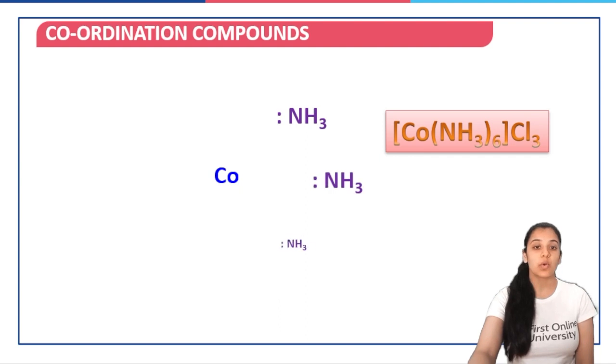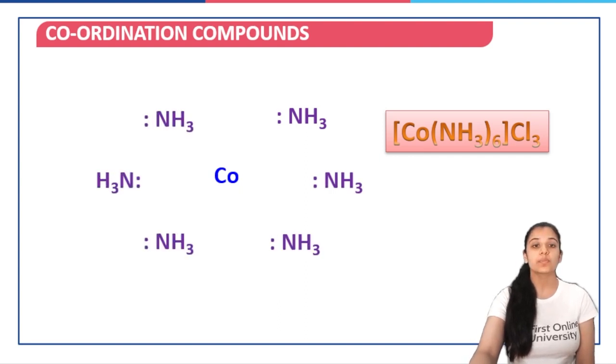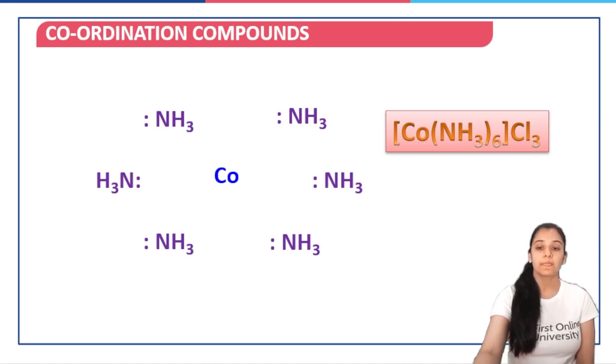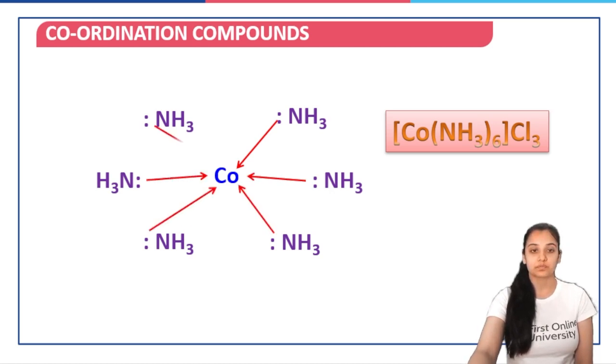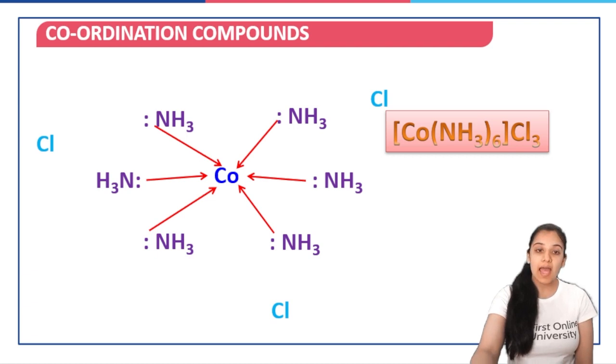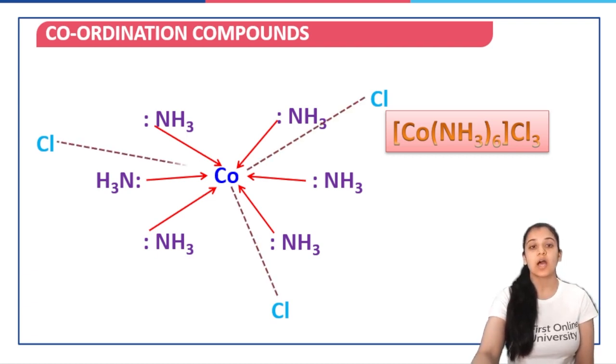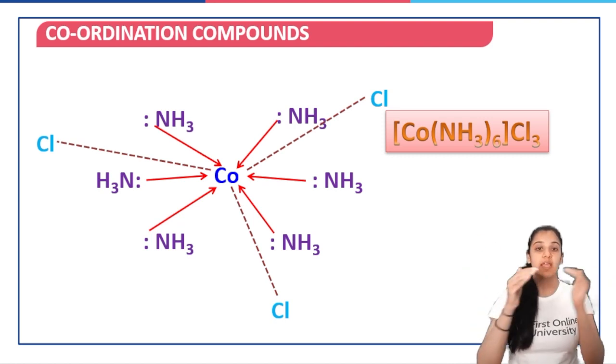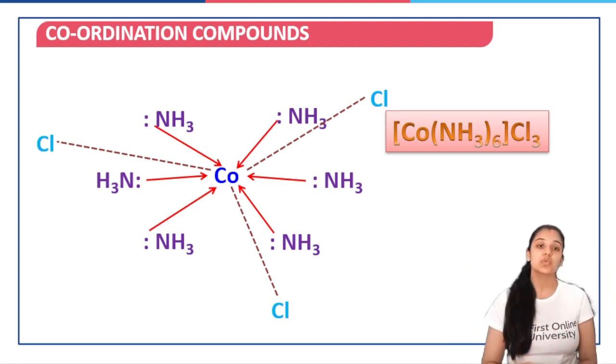So what is the structure of it? Cobalt is going to be surrounded by 6 ammonia molecules, that is 6 ammonia ligands, and each of these is going to donate its lone pair to cobalt like this, forming 6 coordinate bonds. So the coordination number of cobalt would be 6. We have studied that coordination number is equal to the number of coordinate bonds formed. And now 3 Cl minus ions are going to be satisfying the primary valency towards this cobalt.